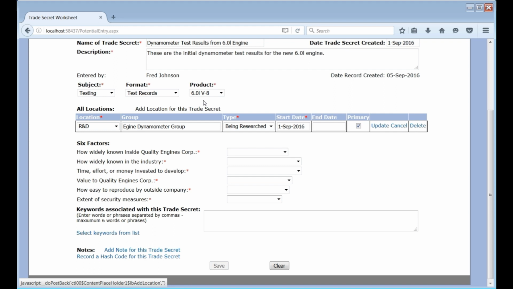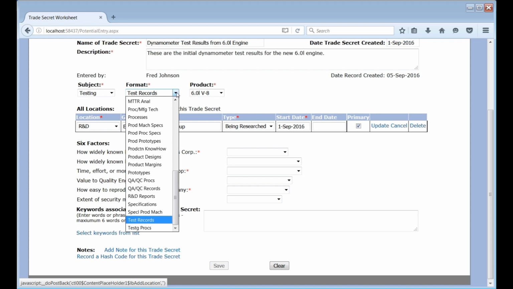Now, we want to put all the trade secrets into categories. We want to characterize these. We want to classify these. And we don't want a system that we're going to have to train everybody on. We don't want something Byzantine. We want something straightforward. And so what we have here is we have the organization at the highest level. We have, what is it actually? What's the format of it? And here we have test records.